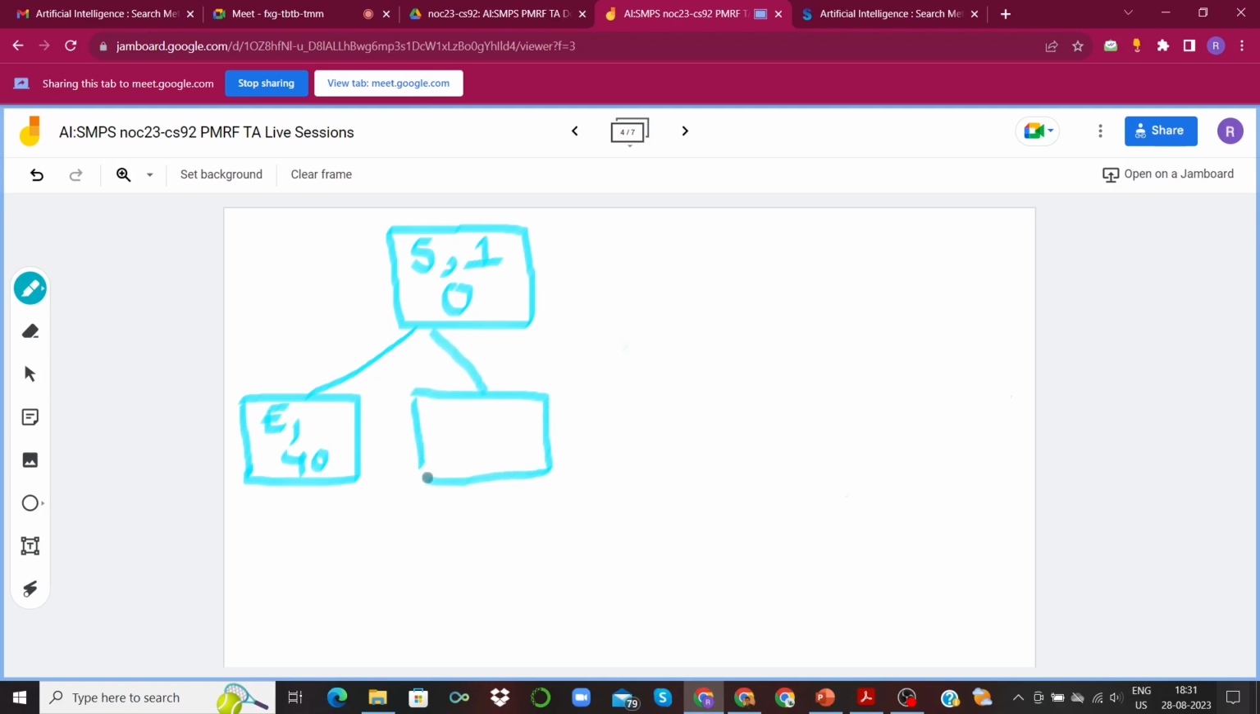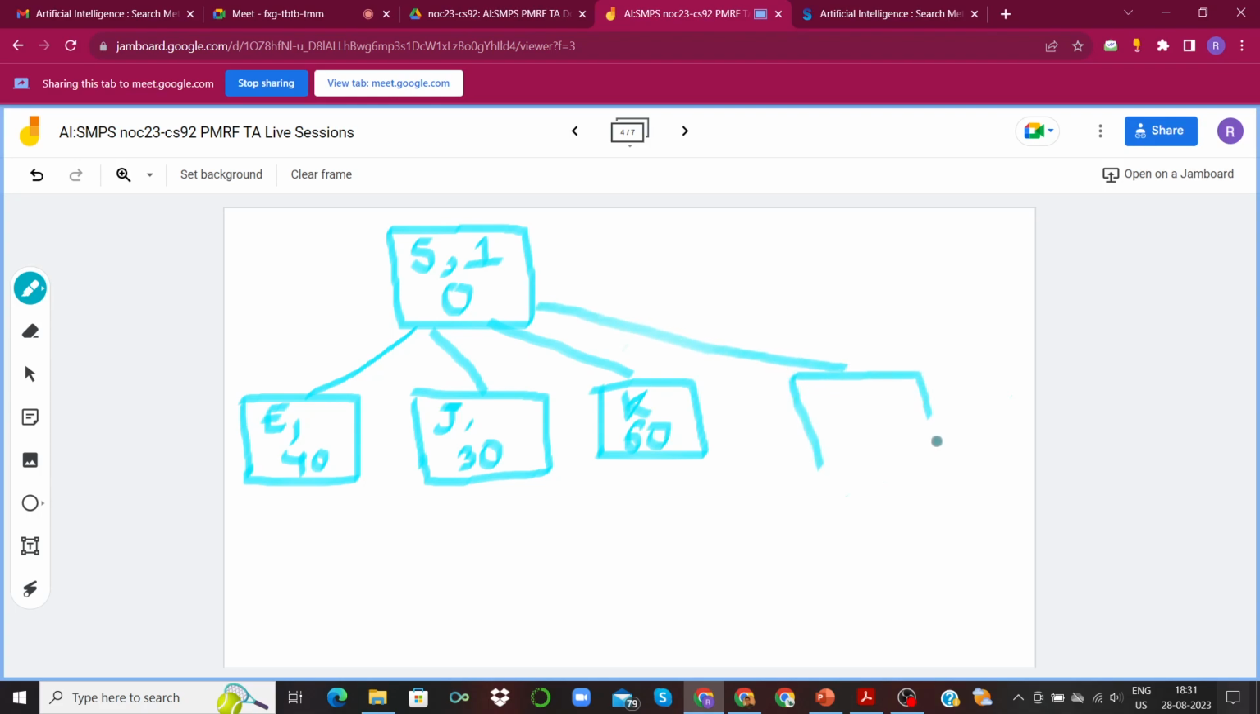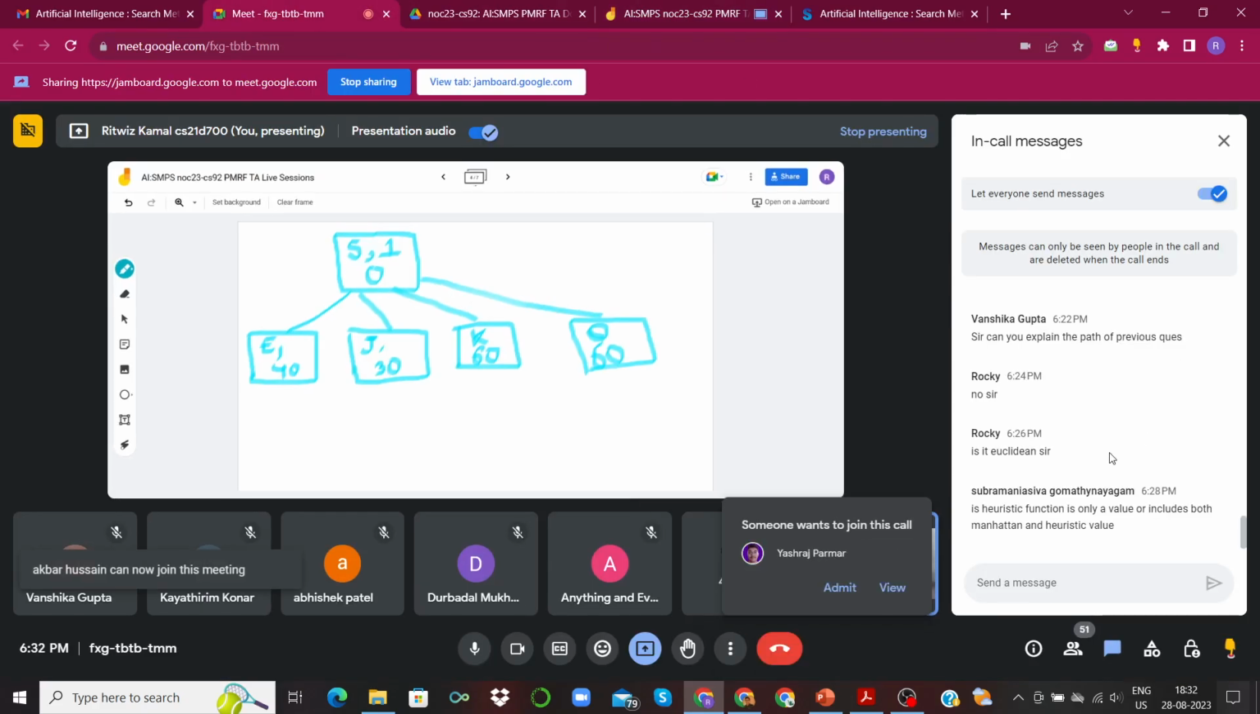Then we could also go from S to J with cost 30, or we could go to K with cost 60, or we could go to O again with cost 60. Okay, so simply based on this, which of these options do you think would be the most fruitful to explore?